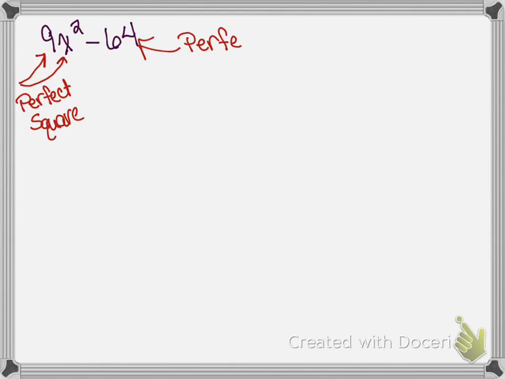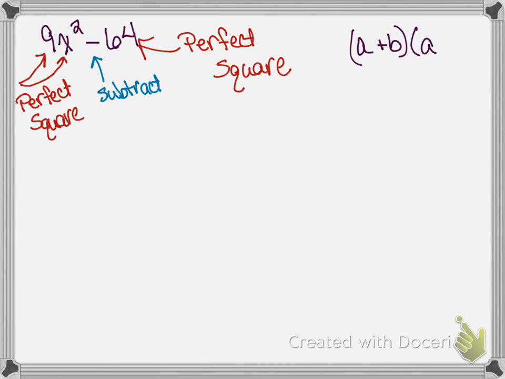64 is a perfect square. And there's one more thing that has to happen for me to be able to factor this. What does it have to have? A negative, okay? It has to be a minus. If that's not a subtraction sign or minus, we can't do it. This is a plus b and a minus b. That's how we're going to do that.